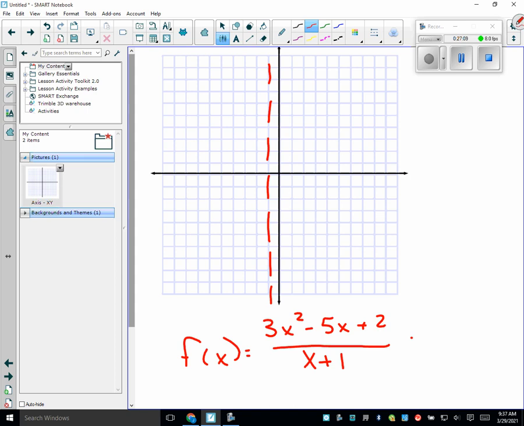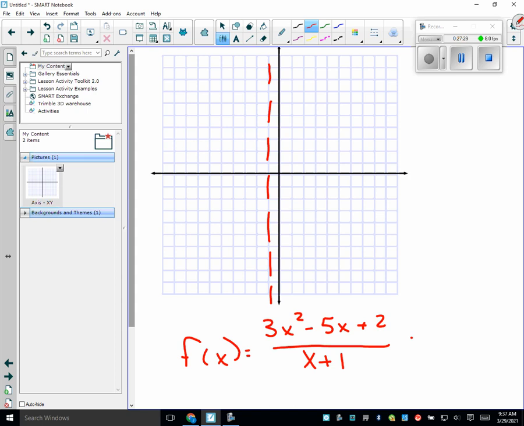Is it 0? None. How do we know that there's a vertical asymptote? Set the denominator equal to 0. Right, if it's like a square, there is no horizontal. Why?